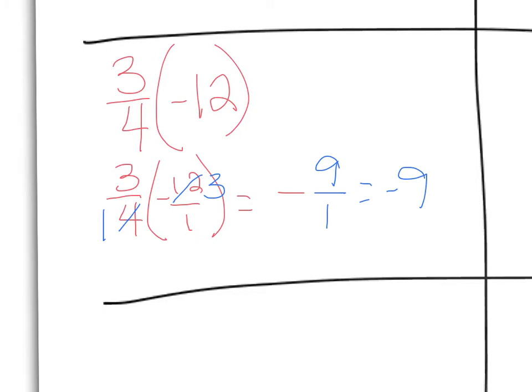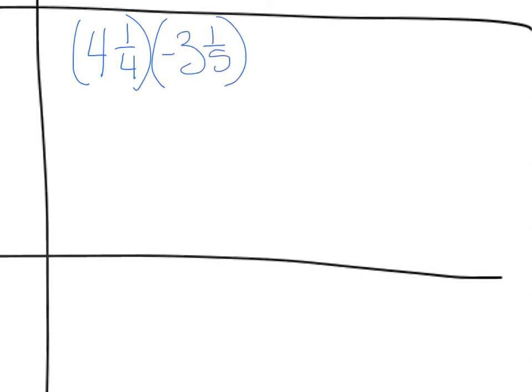Okay, I'm going to give you guys one to work out on your own. I want you to try 3/4 over negative 12. If you want a hint, you might try writing negative 12 as a fraction. When I multiplied those two fractions, I ended up with negative 9 over 1, which I then simplified to just 9.